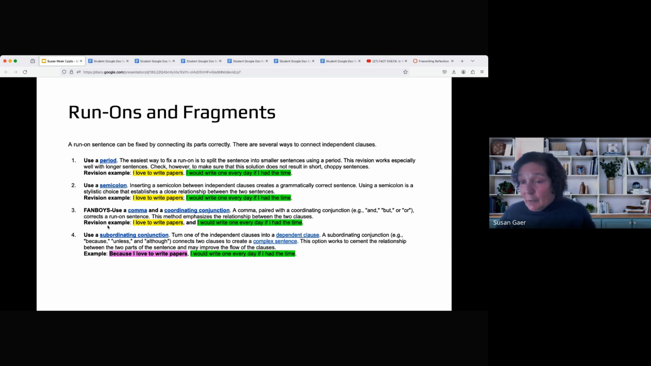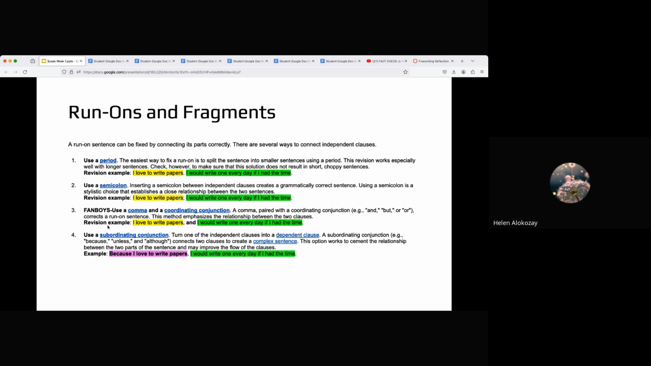Okay, number 4, Helen, go ahead. Okay, use a subordinating conjunction. Turn one of the independent clauses into a dependent clause. A subordinating conjunction, for example, between the two parts of the sentence may improve the flow of the clause. Example: Because I love to write papers, I would write one every day if I had the time.